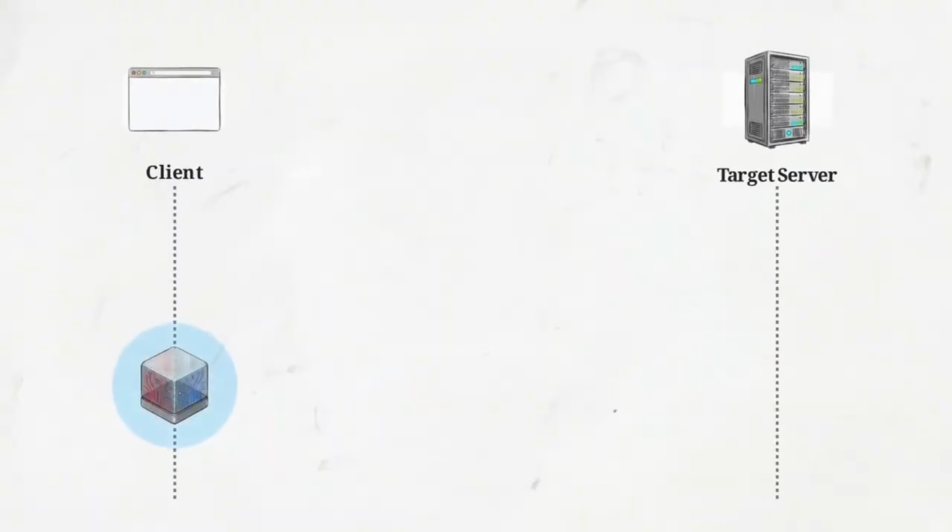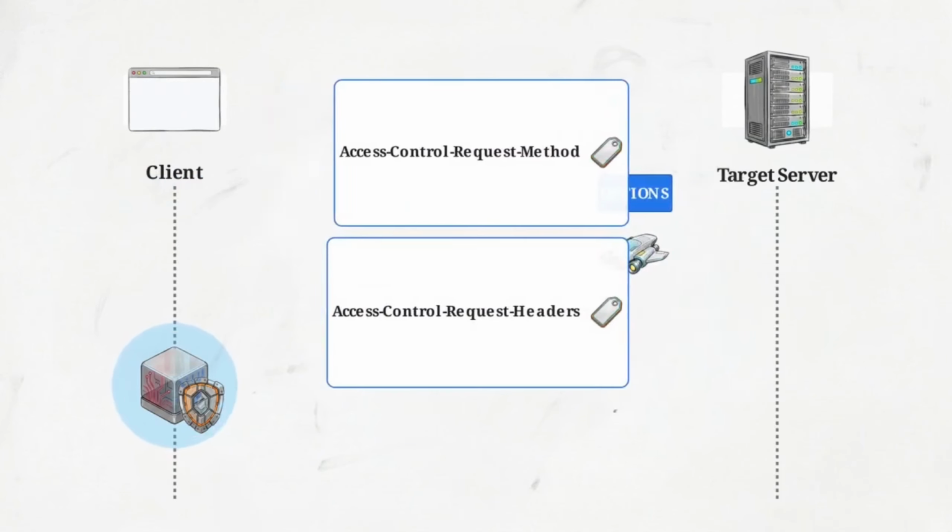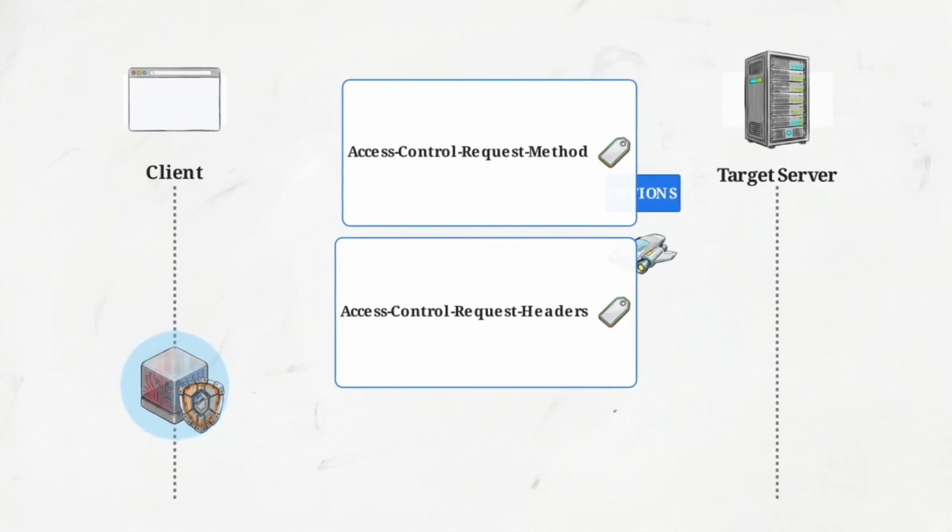To get that permission, the browser engine generates a lightweight HTTP OPTIONS probe and fires it at the target server. It leaves your actual data behind, but attaches two pieces of metadata to the probe: the Access-Control-Request-Method and the Access-Control-Request-Headers. The browser is explicitly asking the server, do you support these specific HTTP methods and custom headers, and do you accept them from my origin?